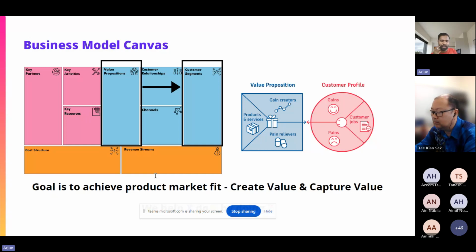The pain means not really pain, there is this problem of wrinkles in the skin that you are relieving. So relieving a problem or creating something in a better way, that is called value proposition. For your customer segment, for the product that you are thinking of, once you have done this design thinking, once you have done this lean startup method, you will clearly know who your customer segment is, and you will clearly know what is the value you are providing to them. So the goal, as I said before, is to achieve product market fit. You create value and capture value.